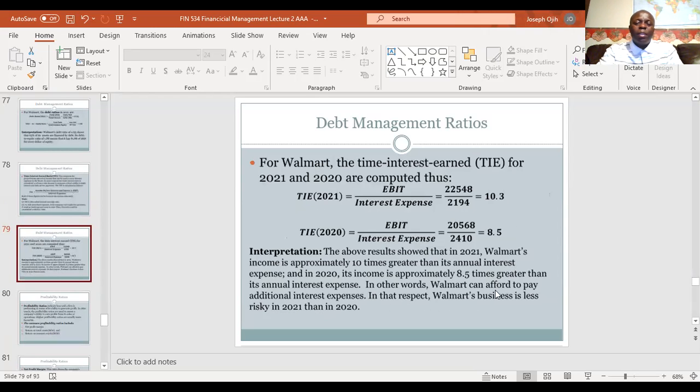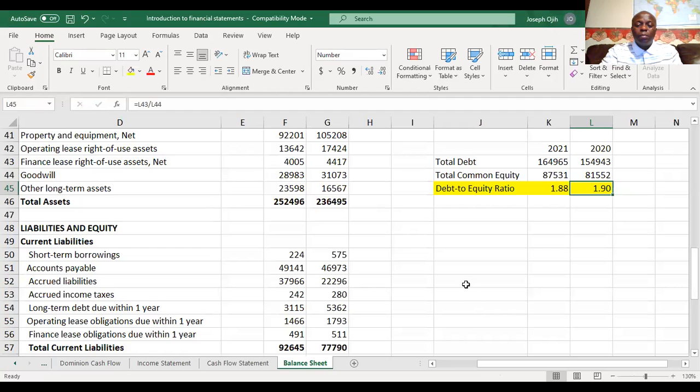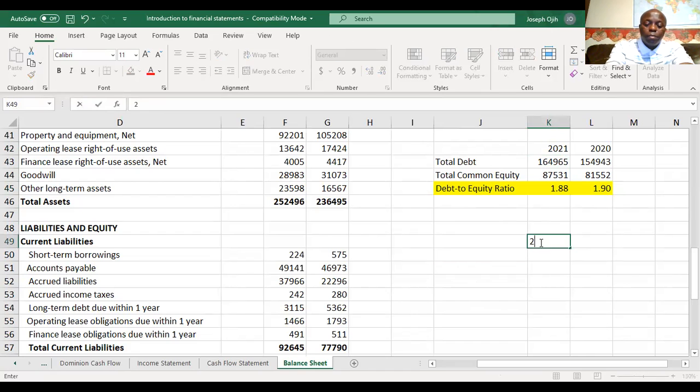Now let's calculate it for Walmart. I'll take you to the income statement for Walmart. That's where we can get the information to calculate it. So you have the times interest earned ratio. I'm going to put 2021 and 2020.